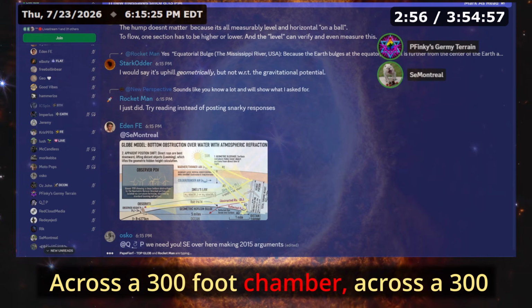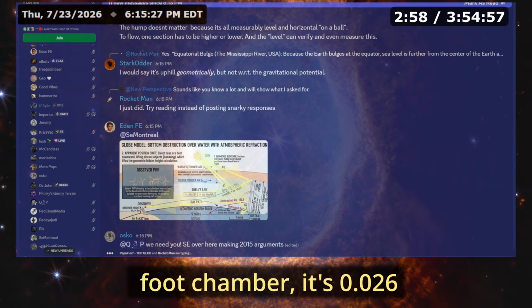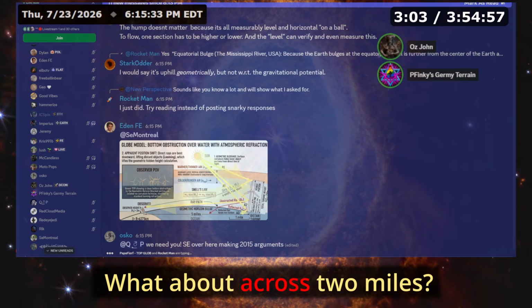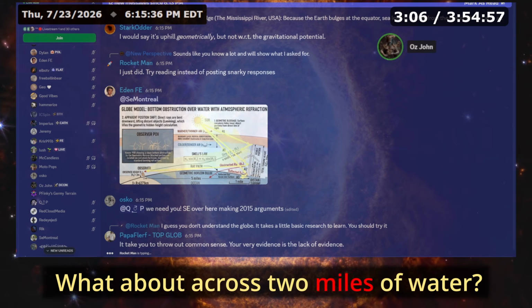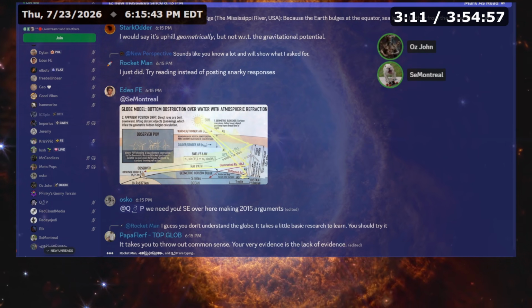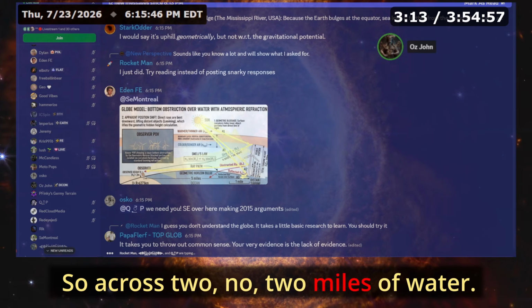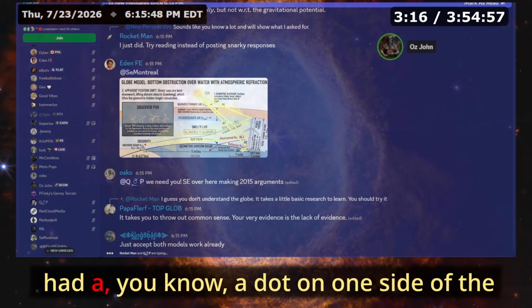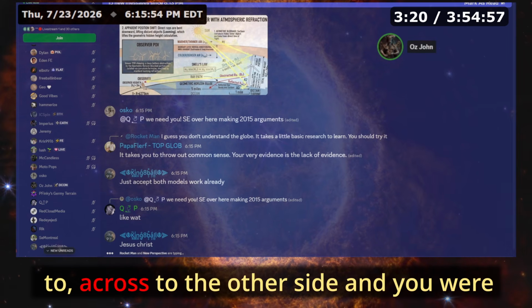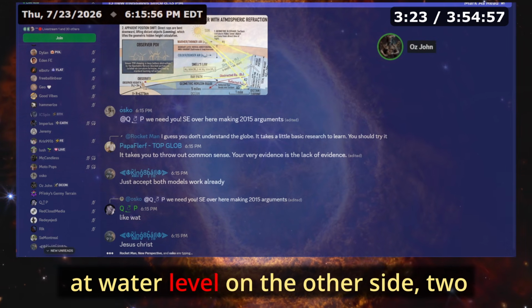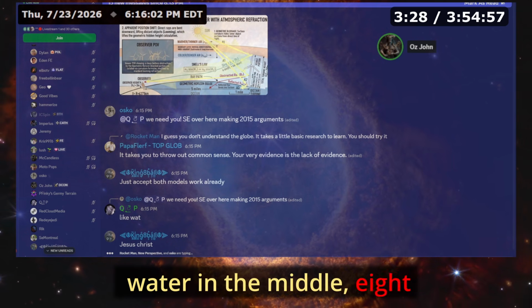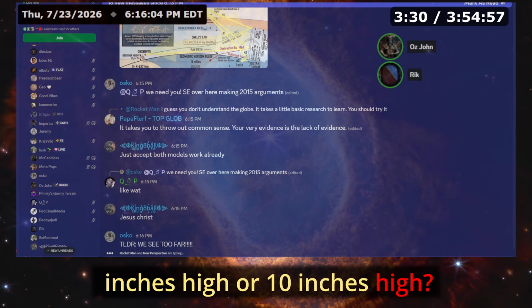Across a 300-foot chamber, it's 0.026 inch. So 2/100. What about across 2 miles of water? It's going to be 8 inches per mile squared. Like LIGO, for example, right? LIGO? So across 2 miles of water. If you had 2 miles of water and you had a dot on one side of the bank, and then you went across to the other side, at water level, 2 miles away, would there be a hump of water in the middle, 8 inches high or 10 inches high? How does that work?